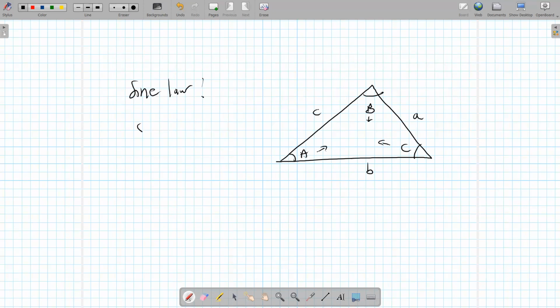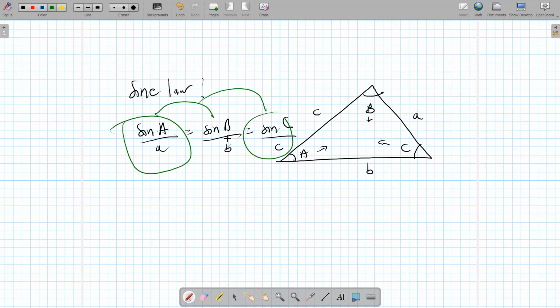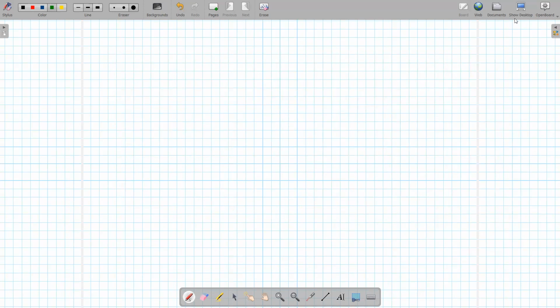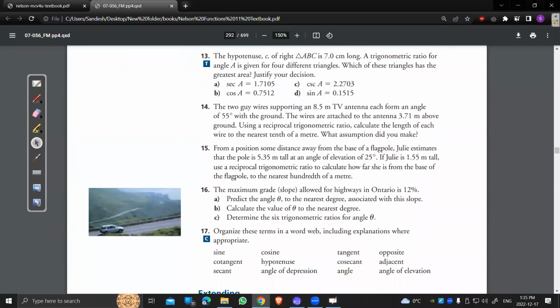Sine law says sine A over a is equal to sine B over b is equal to sine C over c. You don't use all three of them at the same time. You're either going to use A and B, or A and C, or B and C. You're only going to use two of them at a time. And this one you're going to use when you're given a triangle that is not right angled. If it's not right angled, then SOH-CAH-TOA fails. That's an important distinction.